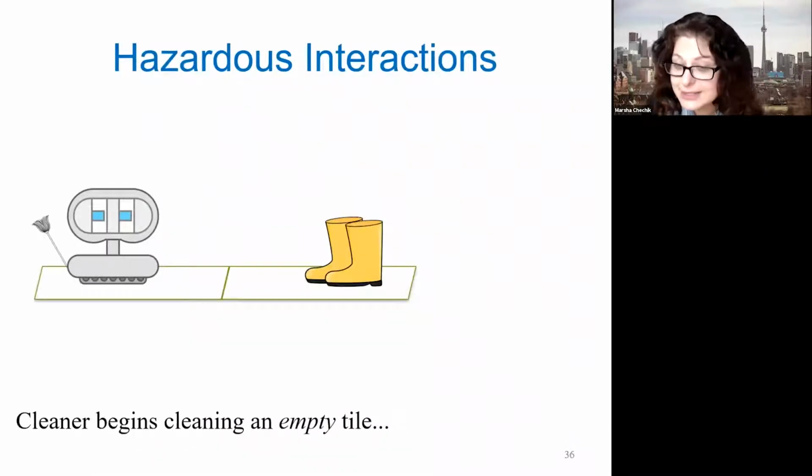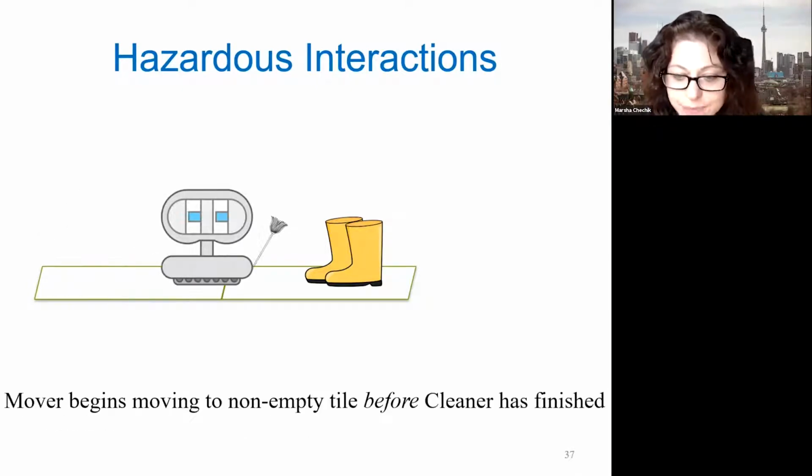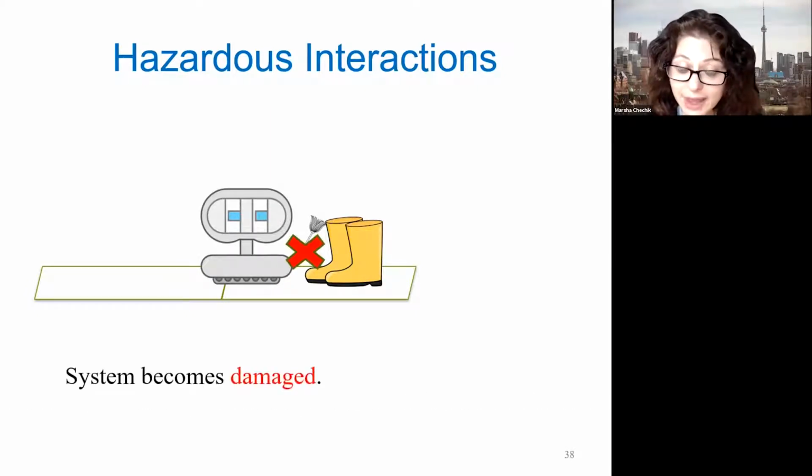And we have the very same hazardous interaction. So here's my system, and here are my rubber boots. The mover begins moving to the non-empty tile before cleaner has finished. And then we have ourselves a damaged system. So what do we do in order to prove that this is not going to happen?